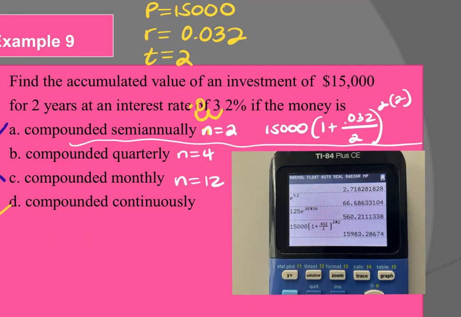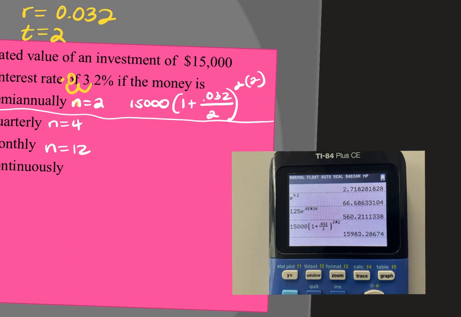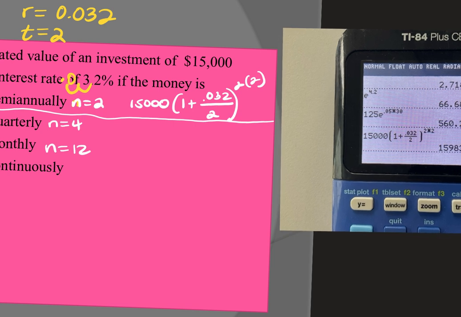So it looks like this. Alpha y equals. So I get $15,983.29. But the money is one of those things I won't tell you what to round to. You have to know it's money, right? You don't make 0.286 cents. It stops at the hundredth.